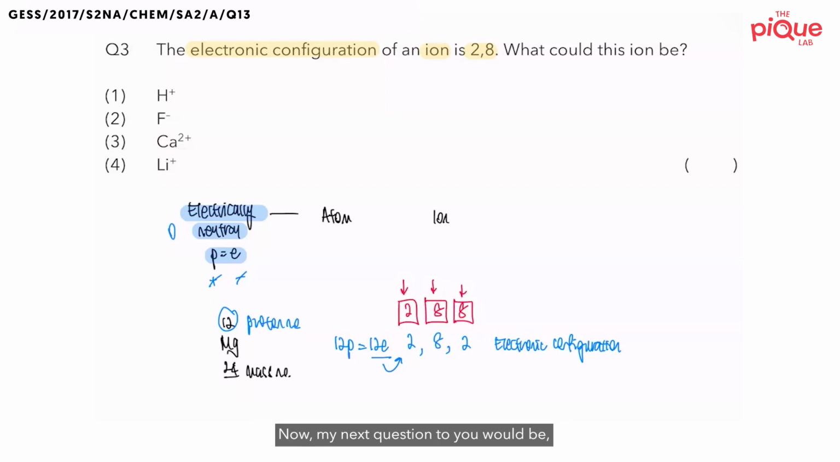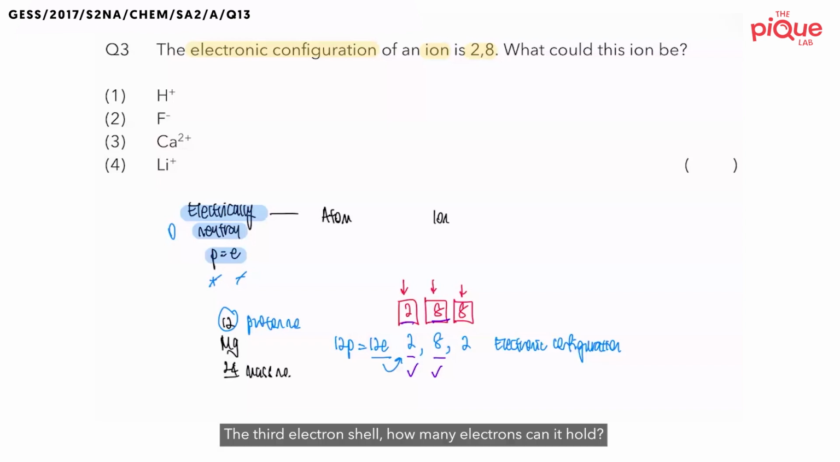Now my next question to you would be, are all of these electron shells fully filled? Let's check it together. The first shell, how many electrons can it hold? It can hold 2 electrons. And how many electrons did I put in? I've also put in 2 electrons, which means that the first electron shell is fully filled. What about the second electron shell? The second electron shell can hold 8 electrons and I've put in 8 electrons. So it is also fully filled.